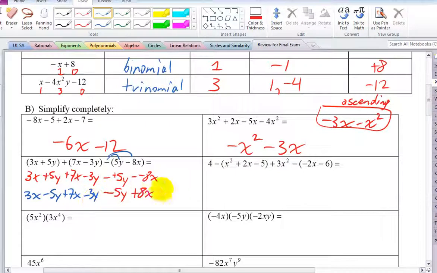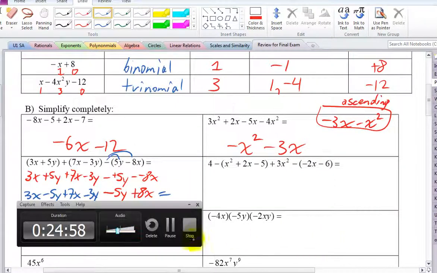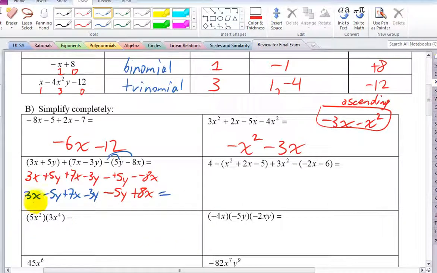Okay. And so now we can collect like terms, once we fix our signs and remove our brackets. Okay, so go ahead, collect like terms there. So here we have a total of 3 plus 7 is 10, plus 8 is 18x. Negative 5 minus 3 is negative 8, minus 5 is negative 13. Is that correct? Hands up, you got that? Okay, good.